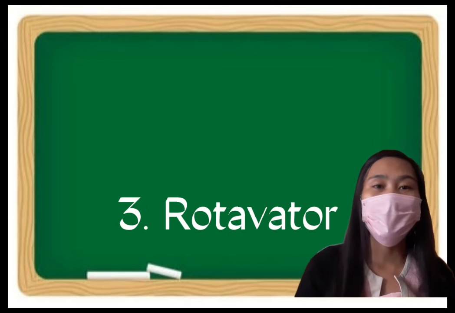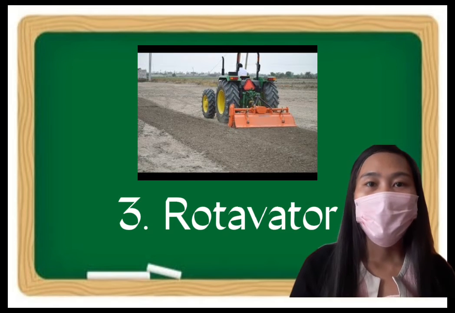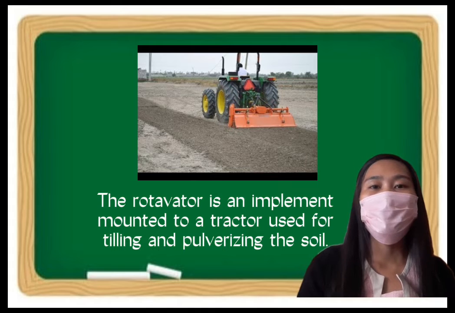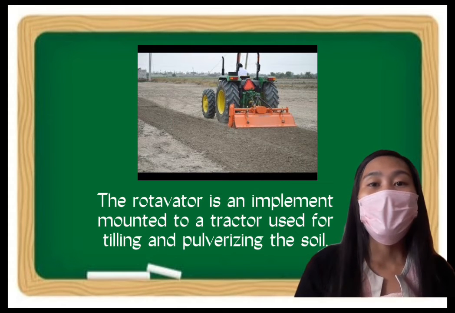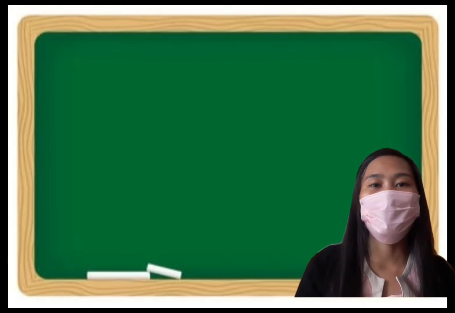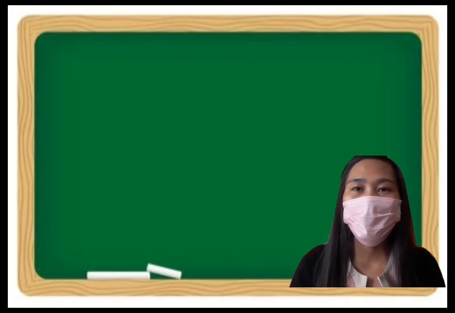Number 3, rotavator. The rotavator is an implement mounted to a tractor used for tilling and pulverizing the soil. And now we move on to the equipment.